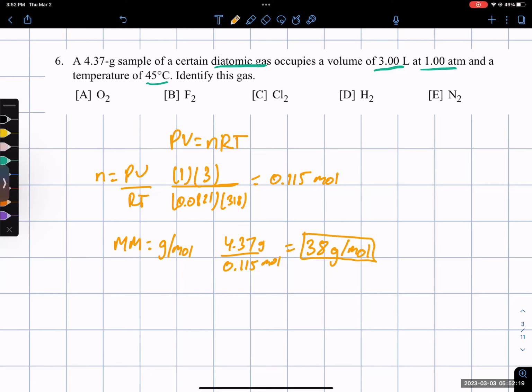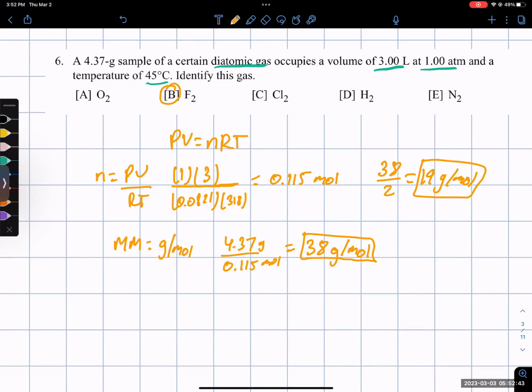Wait, but none of these gases have a molar mass of 38 grams per mole. Because it's diatomic, you do 38 divided by 2, and you get 19 grams per mole. Which corresponds to what? 19 grams per mole. What atom? Here's our table. Fluorine. Exactly.